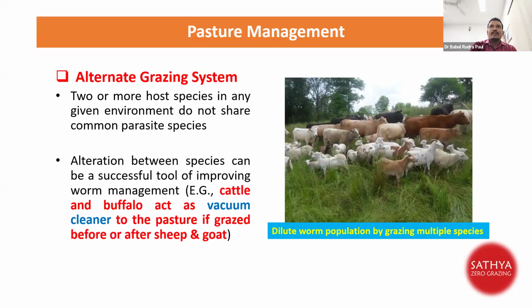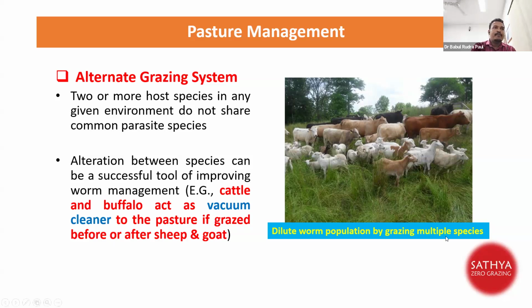So next comes pasture management. There are different types of pasture management. Among these, one is alternate grazing, and another one is multiple species grazing. In alternate grazing, what happens? Before the grazing of goat and sheep, cattle and buffalo graze in that particular pasture, because cattle and buffalo are not the common host for the same group of parasites, and they make the pasture like a vacuum cleaner.